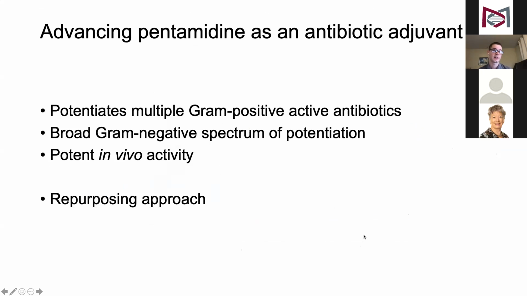So we were encouraged by a number of things about pentamidine as an antibiotic adjuvant. It potentiated multiple gram-positive active antibiotics, and it did this against a broad spectrum of different gram-negative bacteria. And most importantly, we observed potent in vivo activity of our combination of pentamidine with novobiocin. So this led us to pursue a repurposing approach. As pentamidine is already used in the clinic, we thought this would be easier to have it approved for use as an antibiotic adjuvant.